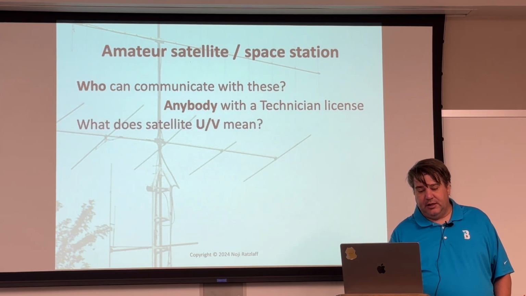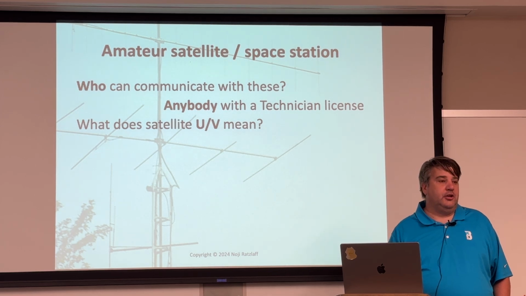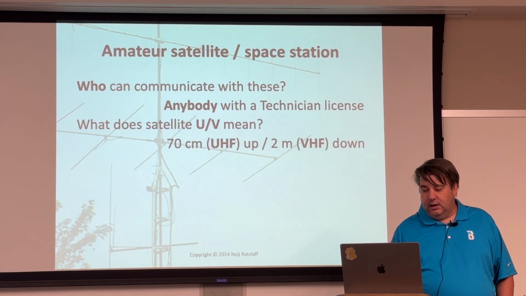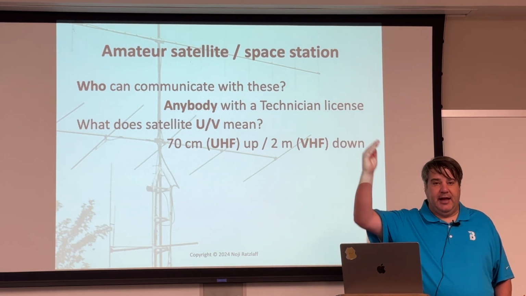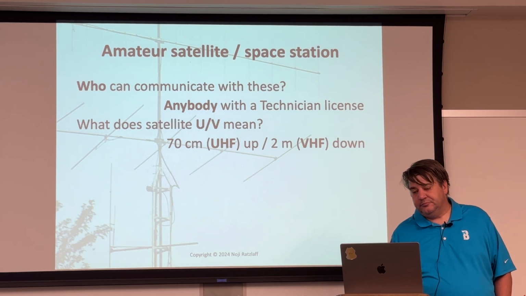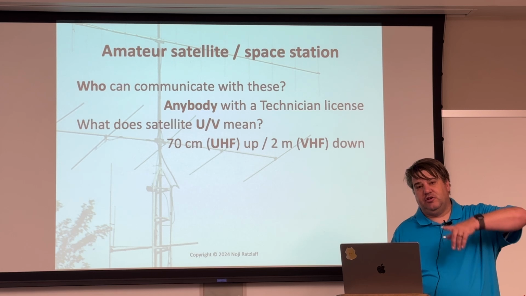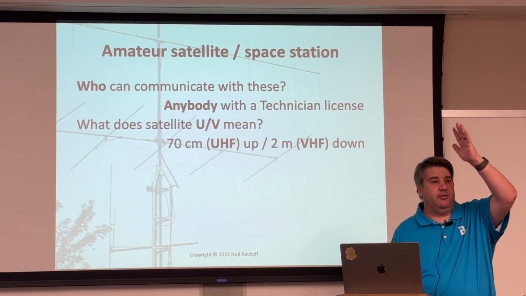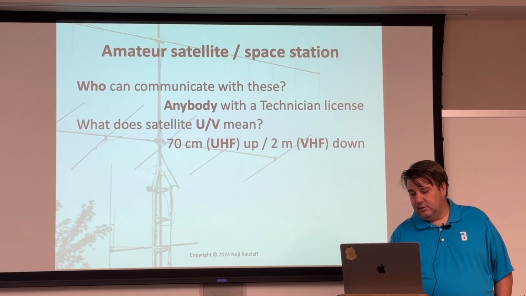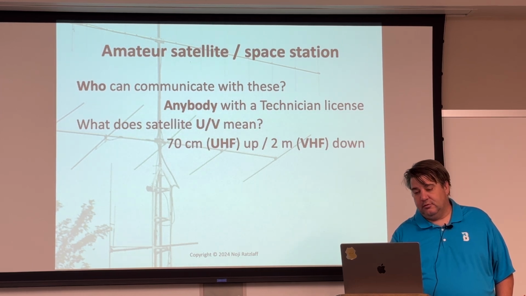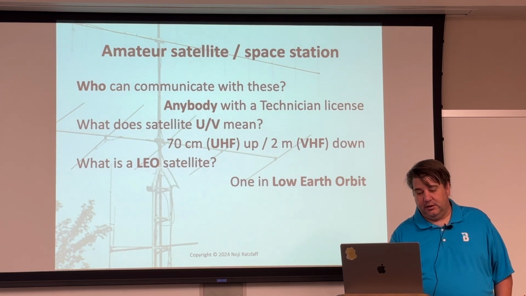And when they talk about a satellite being U/V, it means that the uplink for the satellite, what you use to transmit to the satellite, is UHF, probably 70 centimeter, and that it will communicate back to you on 2 meter, on VHF. So by doing UHF up, it eliminates the possibility of your signal bouncing off of the ionosphere instead of going through it. So U/V meaning UHF up and VHF down, or 70 centimeter, which is UHF, and 2 meter VHF for the down. Satellites tend to be in low Earth orbit, or LEO, a LEO satellite.